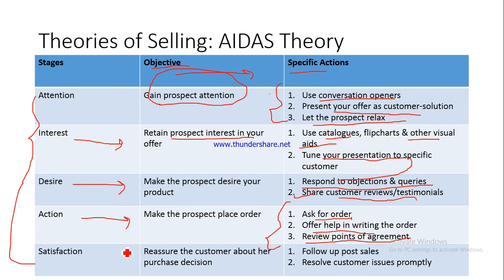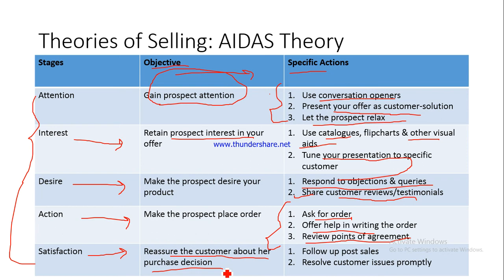And then the fifth stage is, after having bought the product, the prospect, who has now turned into a customer because he has bought the product, will feel either satisfied or dissatisfied. And as a salesperson, you would want him to feel satisfied. So your objective here would be to reassure the customer about his purchase decision, about her purchase decision.